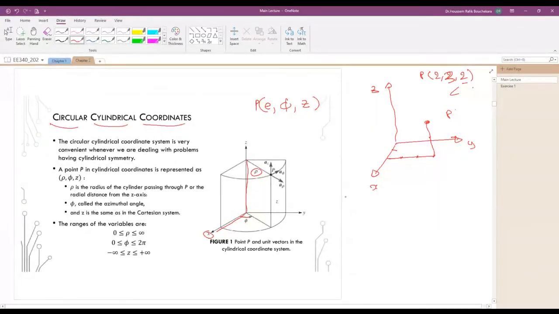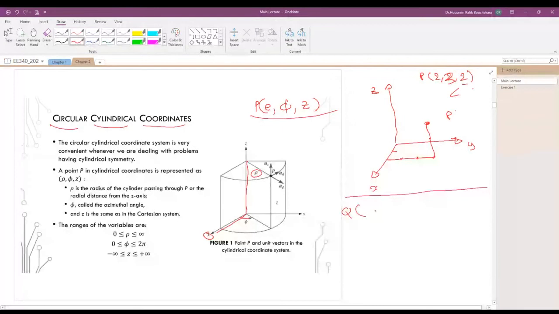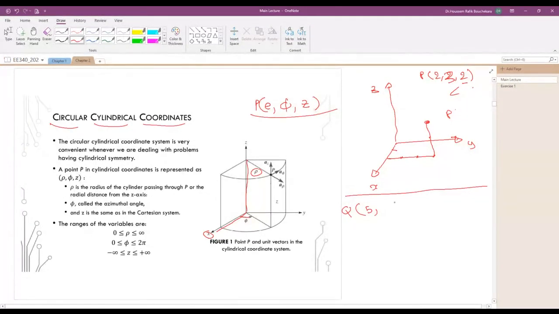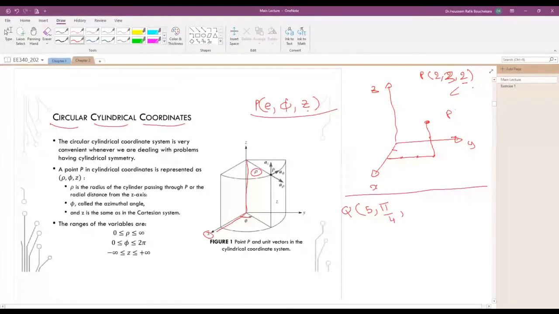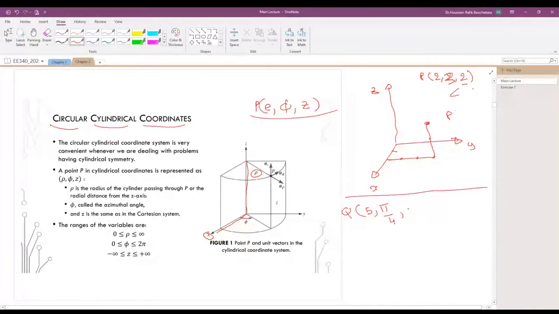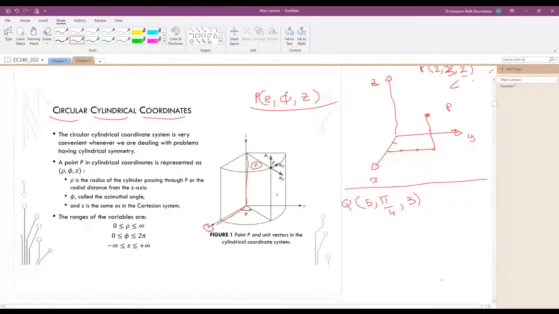If I give you another point, let's say point Q, now I will give you the coordinates in the cylindrical coordinate system. I give you rho, let's say rho is equal to 5. I give you phi, let's say phi is equal to pi over 4, and then z, which is equal to 3. How do we plot this point Q?